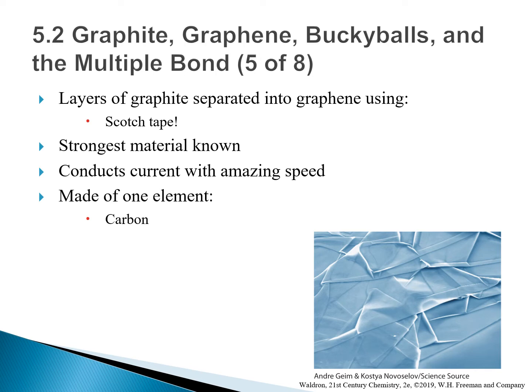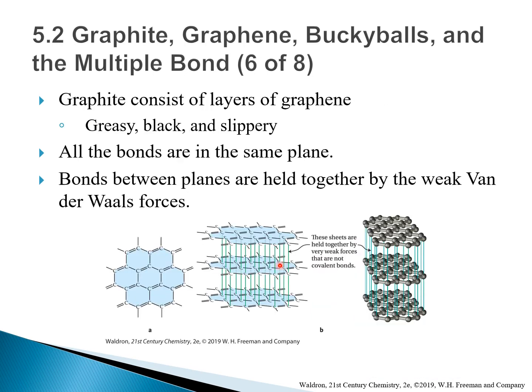material graphene. Graphene is only made of carbon atoms. It conducts electric current at amazing speed. Graphite, or the pencil lead, consists of layers of graphene as shown in picture B here. It is greasy, slippery, and black in color.